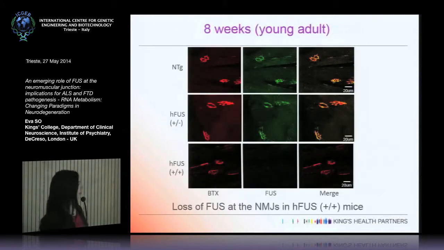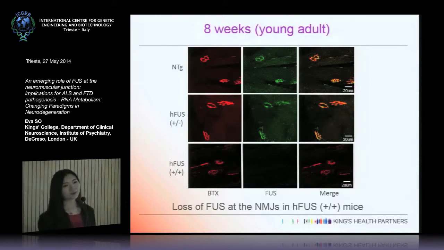So I stained this gastrocnemius muscle with FUS and bungarotoxin in both non-transgenic and transgenic mice. So at the end stage, again, in non-transgenic and hemizygous mice, there is perfect colocalization, which shows that FUS is highly abundant in these mice. However, in the homozygous mice, there is loss of FUS at the NMJ. And again, you can see the NMJ start to degenerate at this stage.